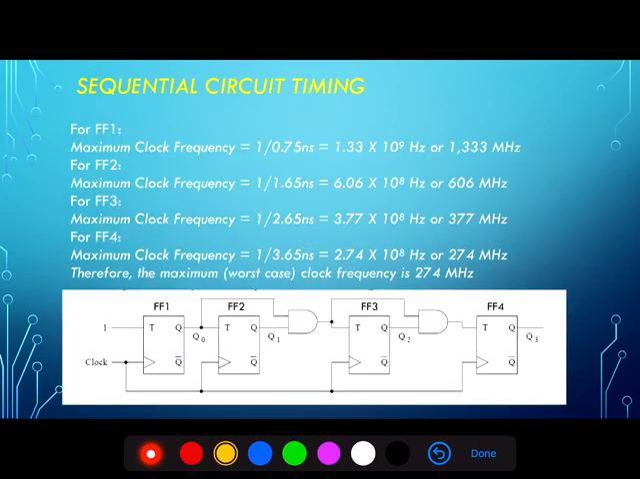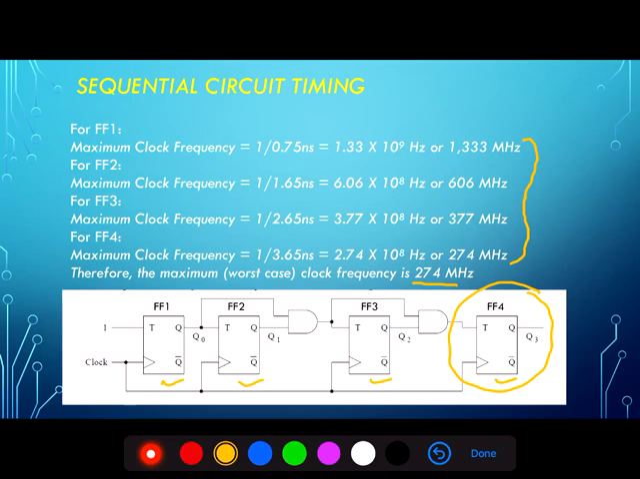So now evaluating all these worst case delays among the 4 possible flip-flops in our sequential design, we find that the limiting factor is here with flip-flop 4 and a clock frequency of 274 megahertz. So to guarantee the proper and consistent operation of this circuit, we'll have to run it no faster than 274 megahertz.